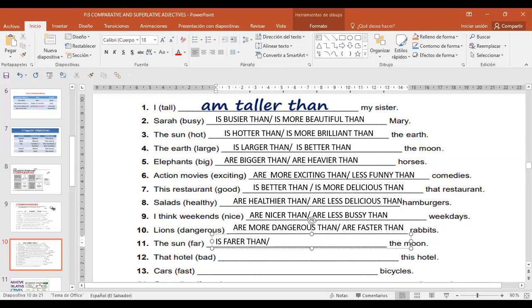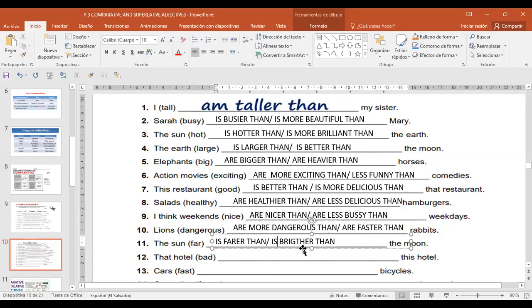Any other adjective? Brighter. Como brillante. Brighter, yes. In this case we use more because more brighter the moon. Okay, it's more bright. No, it's brighter. En este caso, brighter, nada más. Right. Brilliant. En el otro utilicé brilliant. Ahí sí. Brighter, right? Is brighter than the moon.